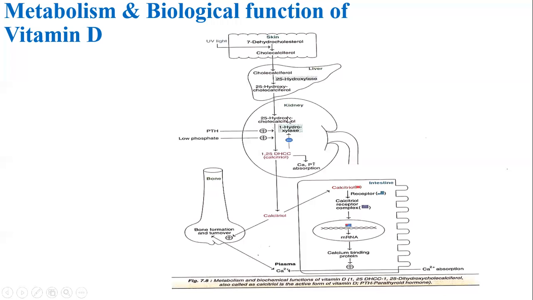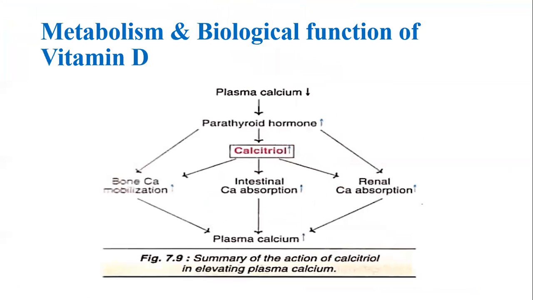So we can say that the kidney, intestine, and bone are the target organs of vitamin D, and ultimately vitamin D increases calcium and phosphorus absorption.